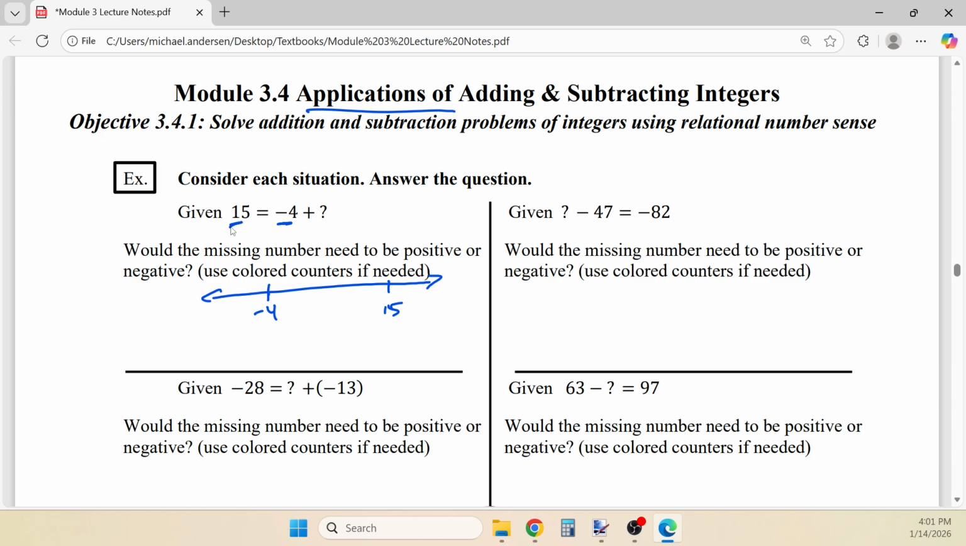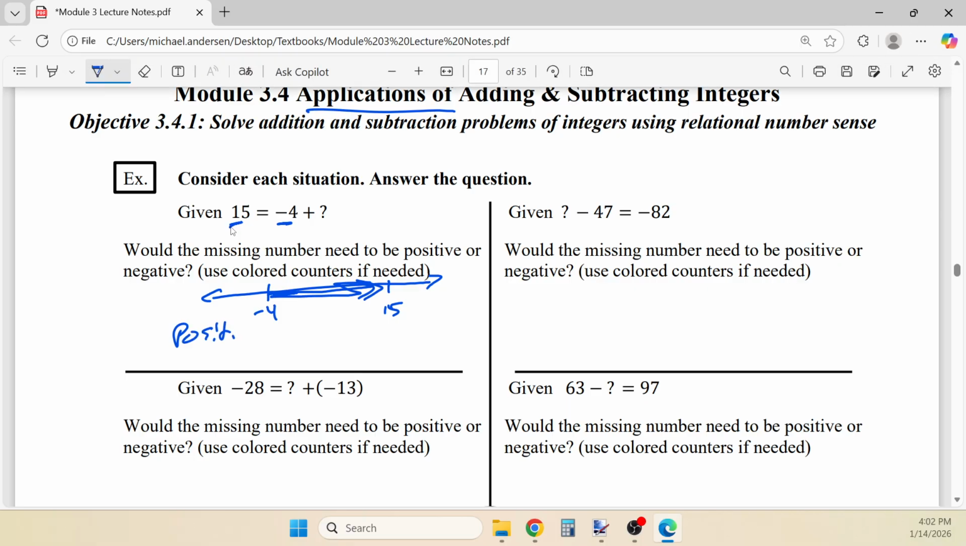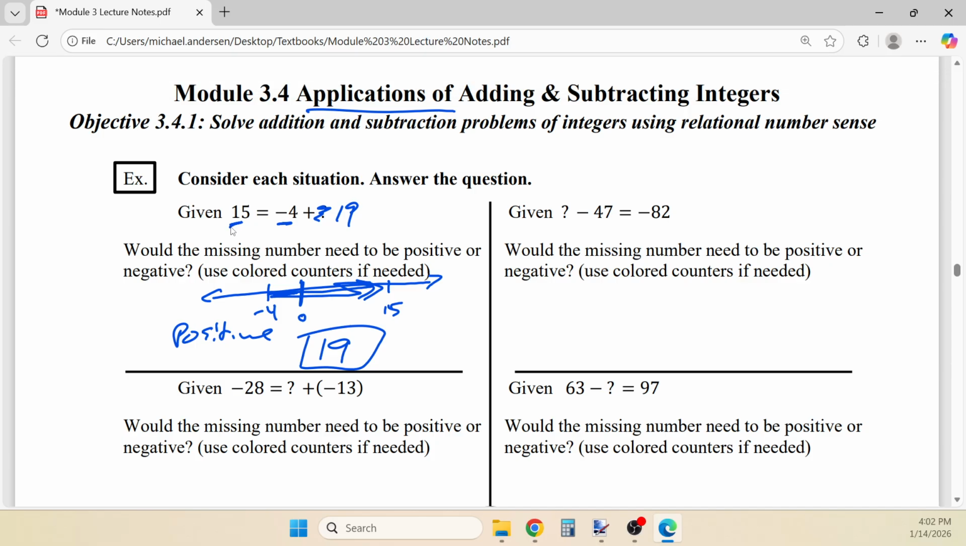If I go from -4 and I add something to get to 15, this is going to be a positive. It'll take me 4 units to get up to 0 and 15 more to get up to 15. So in total, that number in the blank is a 19. You can do the same thing with all of them. You don't have to necessarily draw a model like I did, but you do need to answer the question, would the missing number be positive or negative?